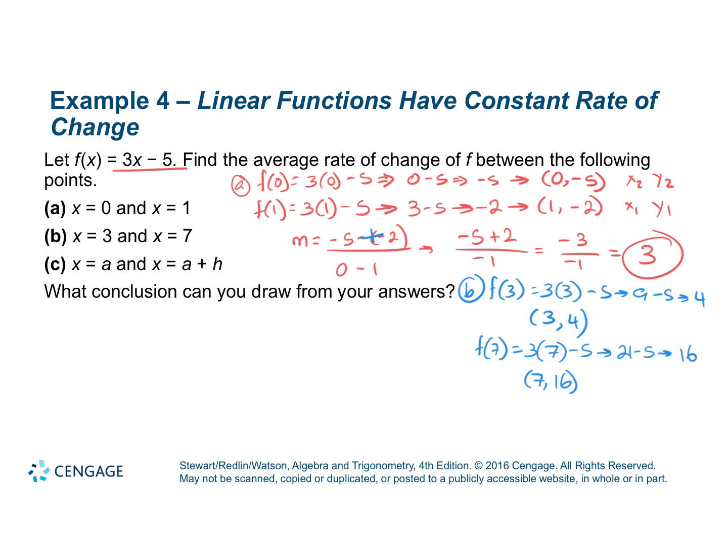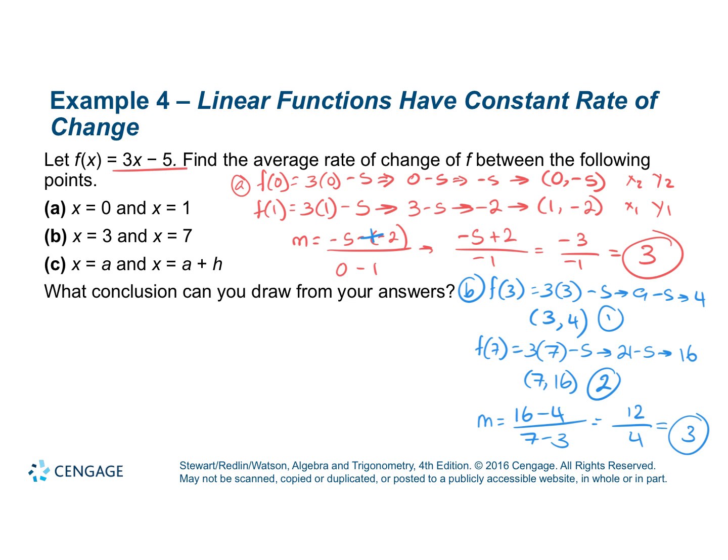Now, I am going to choose this to be my 2's and these to be my 1's. So for the rate of change, the m, which is the slope, 16 minus 4 over 7 minus 3. Sorry, not negative 12 over negative 4, positive 12 and positive 4. That gives me 3.